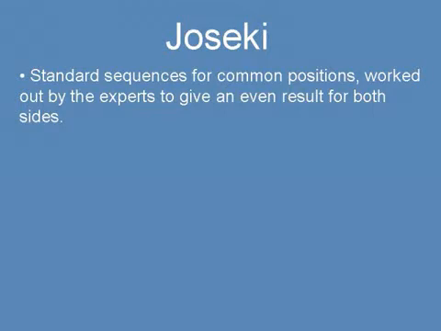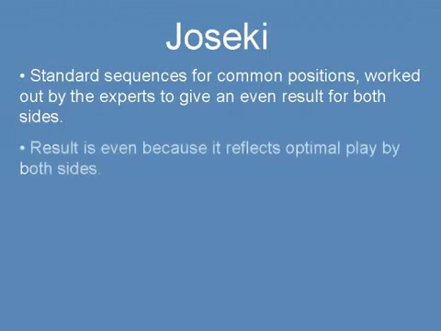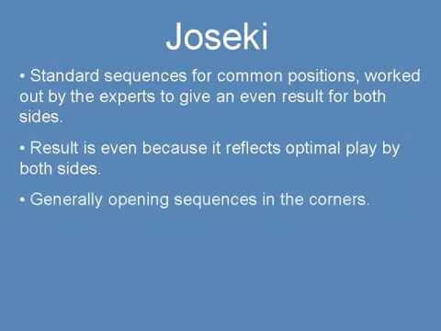Joseki are standard sequences for common positions which have been carefully worked out by the experts to give an even result for both sides. The result is even because it reflects optimal play by both sides, not because the players are just being sporting. Joseki generally apply to opening sequences in the corners, but occasionally you'll find joseki for common positions that arise in other phases of the game.